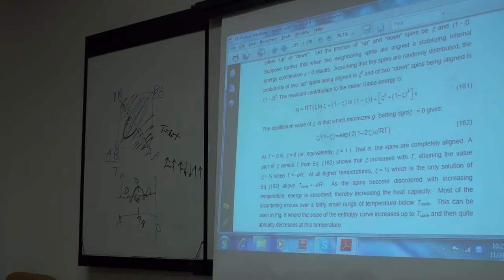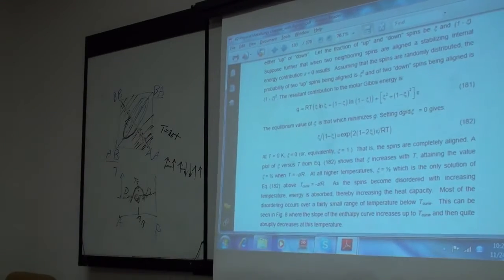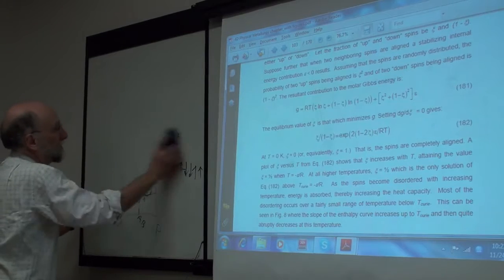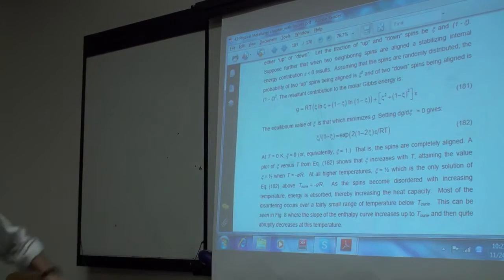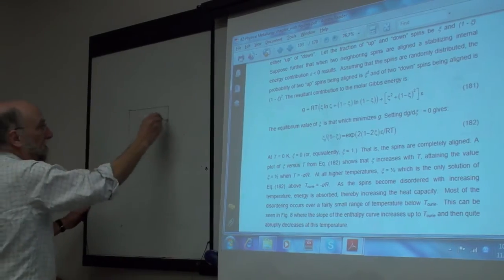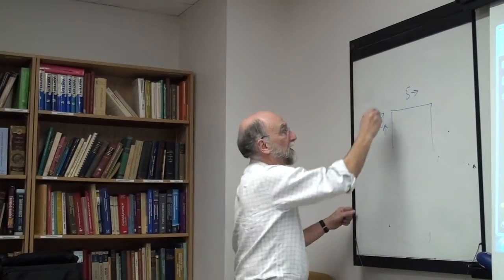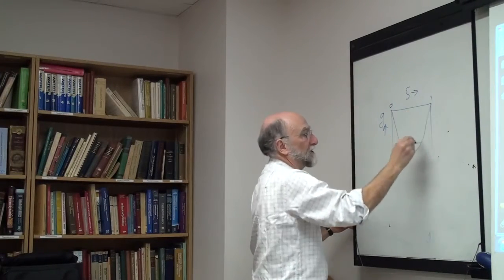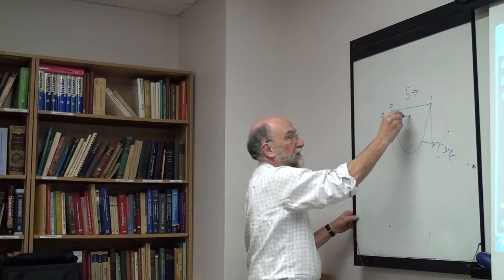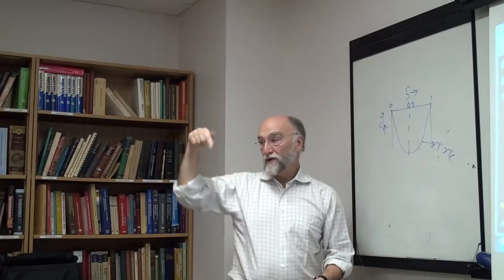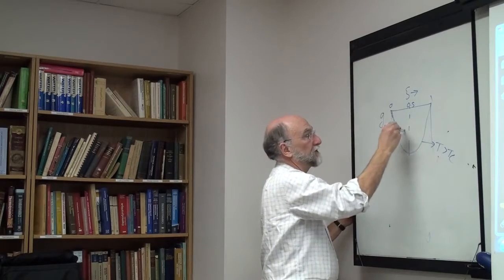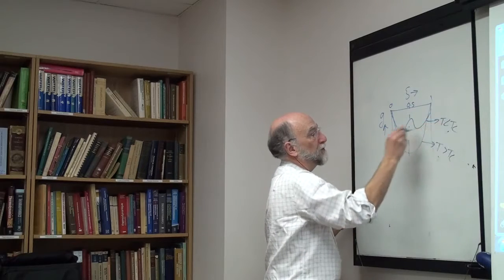And you end up with the same sort of thing. If you then plot this, this is the Gibbs energy of the system versus xi, going from 0 to 1. At T greater than T critical, you get a curve like that with a minimum at 50%, meaning half the spins are up and half the spins are down. And at T less than T critical, you get a curve like this, meaning that you have two equivalent minimum points over here, which is ordered.